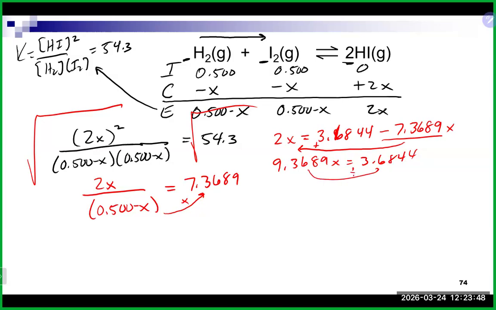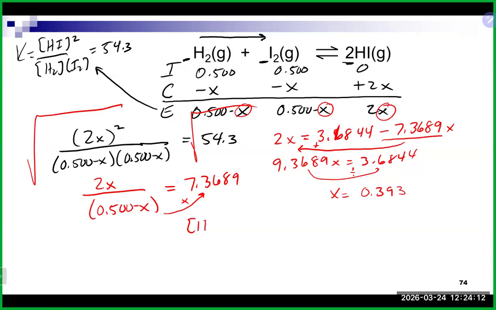And now we're going to go 9.3689. Going to get us an x value here of 0.393 in this case. Questions on that there? All right, so that x is obviously all the x values that we see in our table, and now we could actually get our equilibrium concentrations.